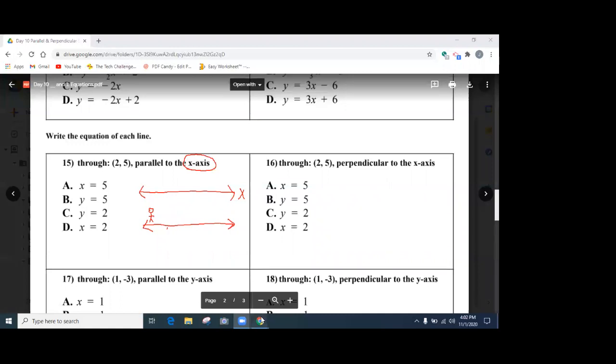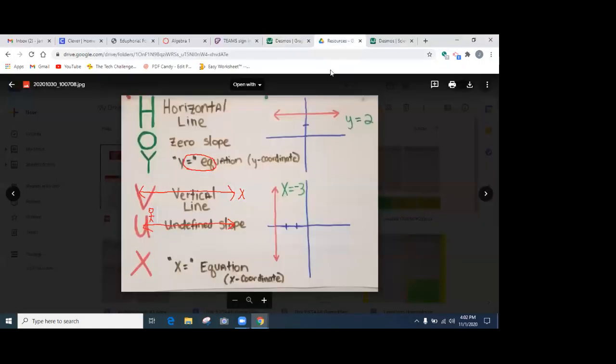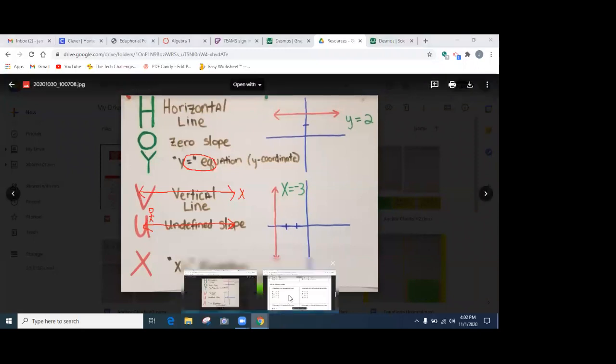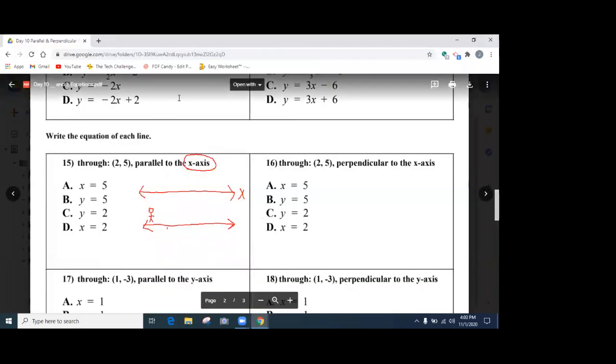Now, you also have up here, I put this Hoy and Vux. And so you could see if you're looking at this right here, that this is the line that we're talking about. And whether you connect this to Hoy because the line is horizontal, if you connect it to the zero slope, what is important here is that it connects to Hoy, and we're really interested in the y, okay? So when it connects to Hoy, it means absolutely everything is y.